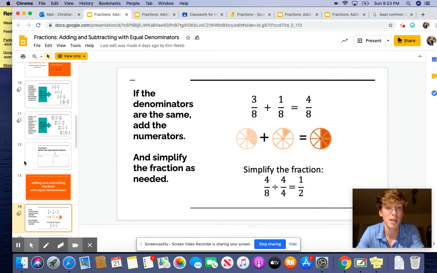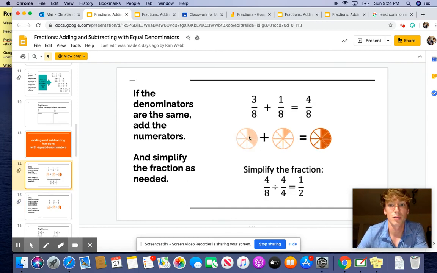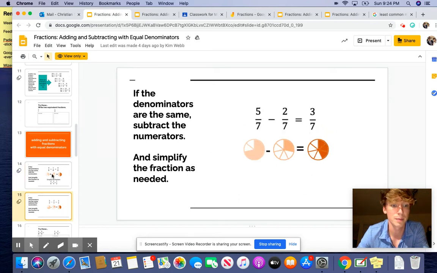If the denominators are the same, add the numerators. So you see how there's an 8 right here and an 8 right here. You just go ahead and add the tops. Perfect. Same thing as we've been doing all year. Right here, if the denominators are the same and you're doing subtraction, just go ahead and do the subtraction. So it's going to be 5 minus 2 is 3, and the denominator will be the same all the way throughout. So on this one, we kept it all the way through when we added. We keep it all the way through when we subtract.